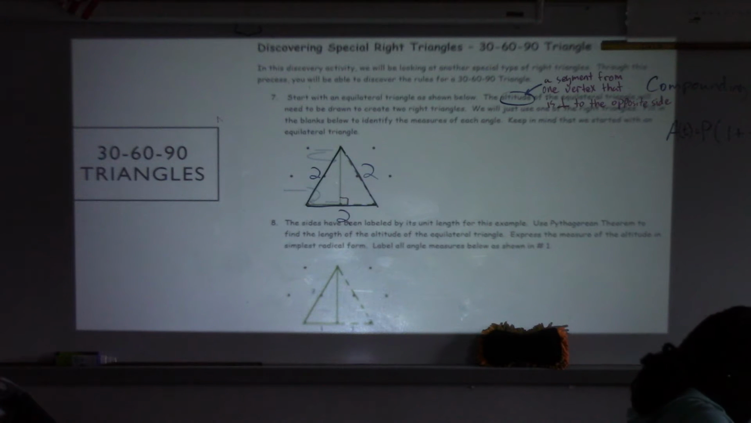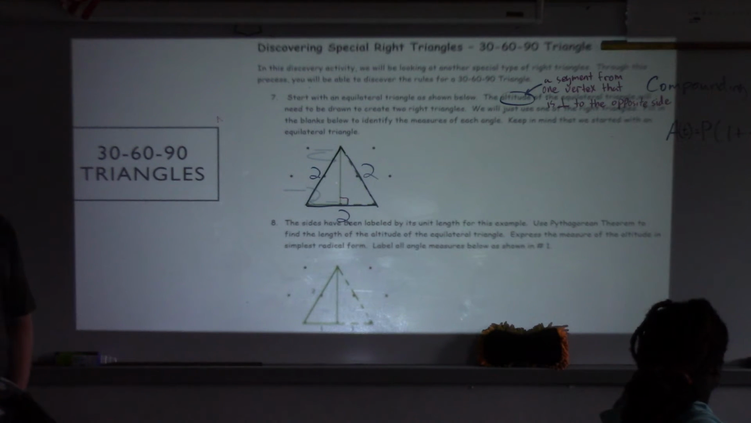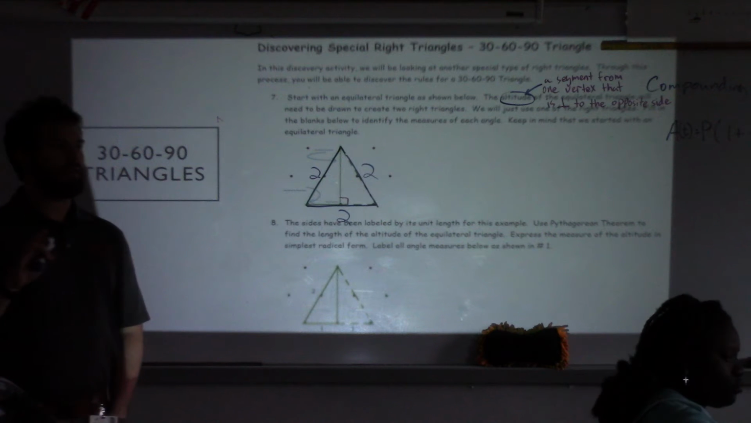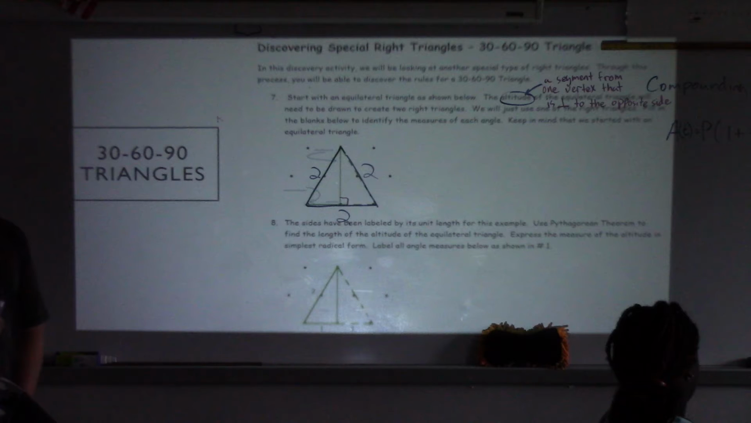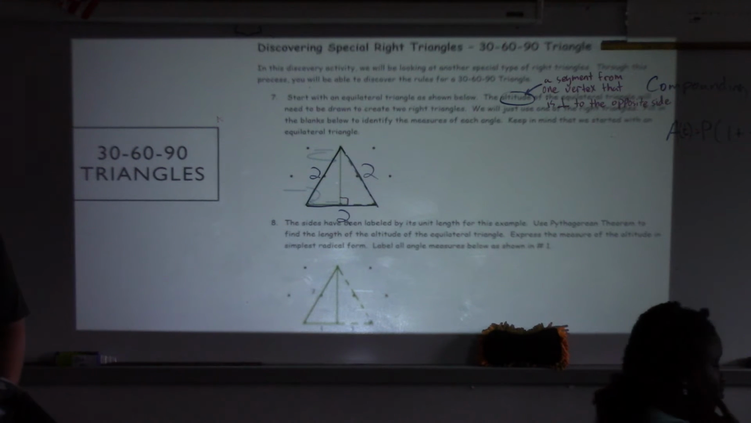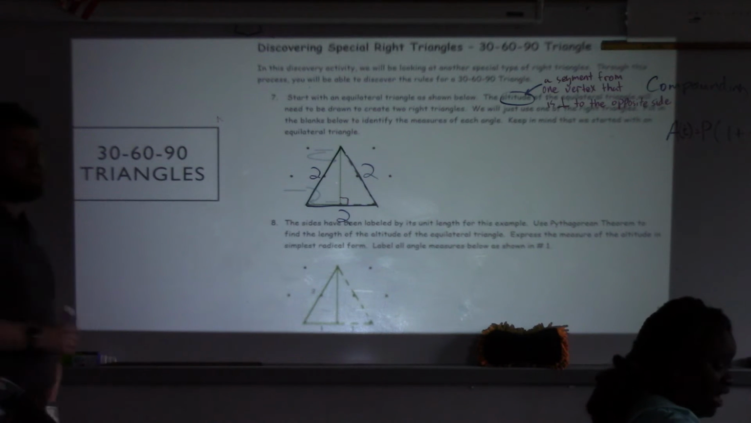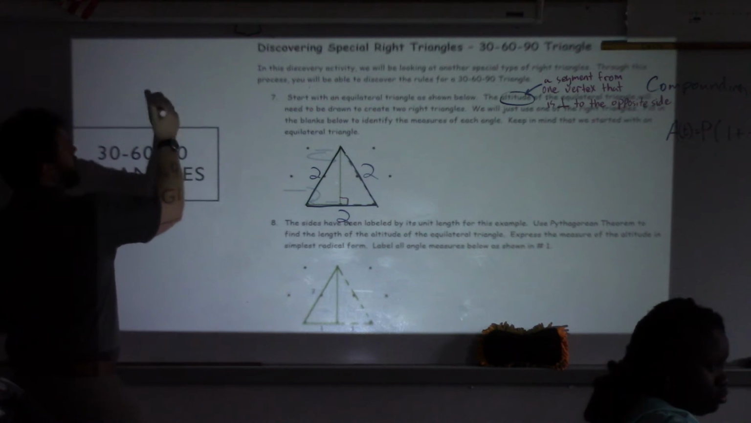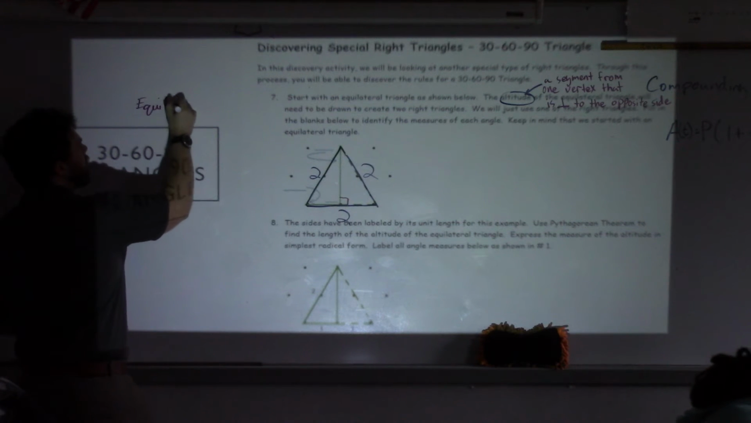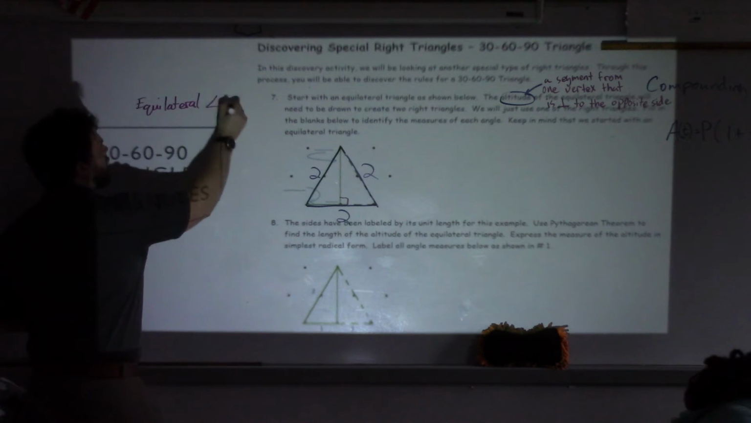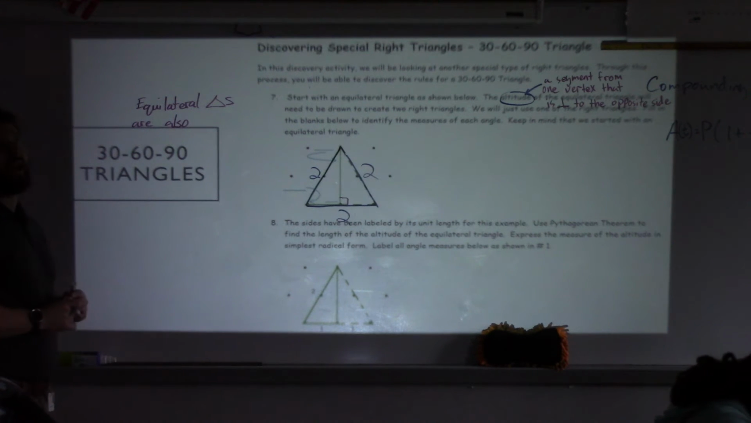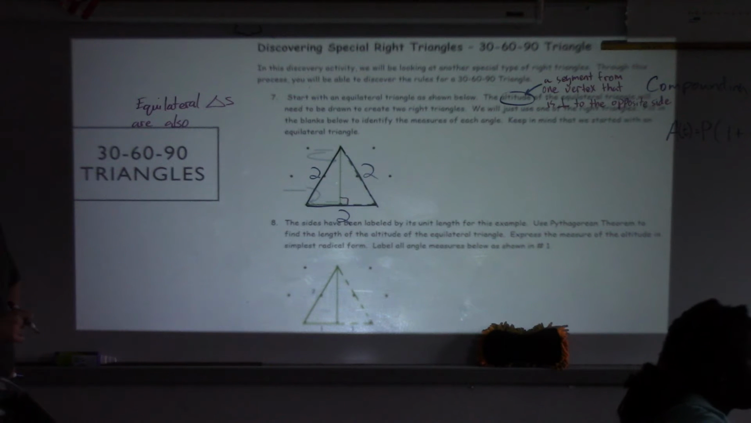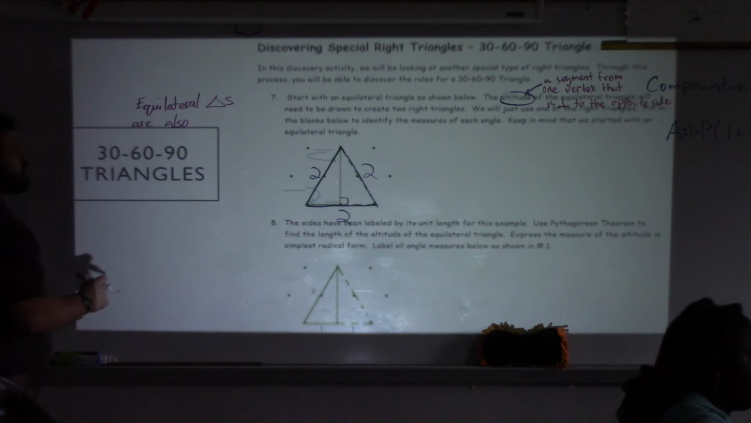Now, we already said an equilateral triangle has congruent sides, meaning all the sides are the same. Does anyone know anything about the angles of an equilateral triangle, though? They'd be the same. It's important to recognize that equilateral triangles are also, what would we say if all the angles are the same? Congruent? Equivalent?